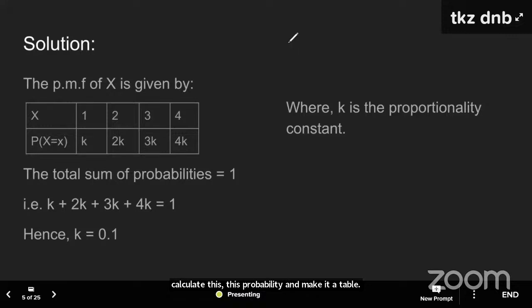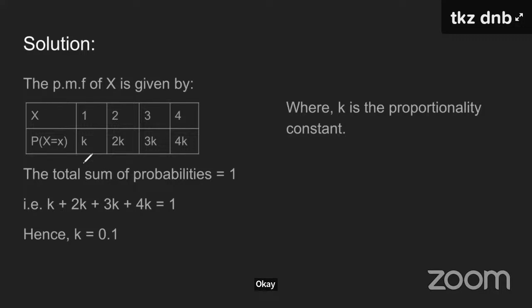When X is a random variable and you are calculating each probability, it is nothing but the PMF table. There is one K common in all of this, and you can calculate it using the rule that the sum of the probabilities is always equal to 1. So you will just add all these probabilities, K, 2K, 3K and 4K, and you get the value of K equal to 0.1. Okay, fine?